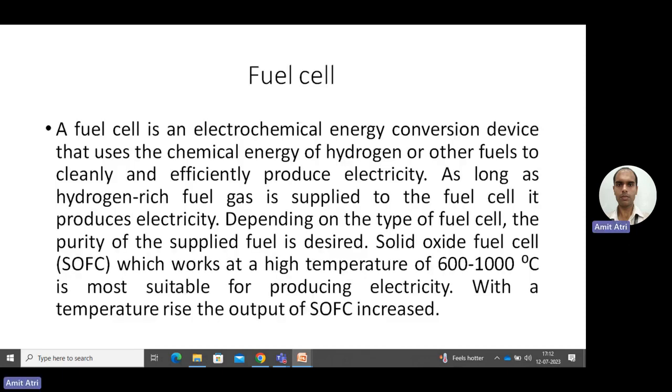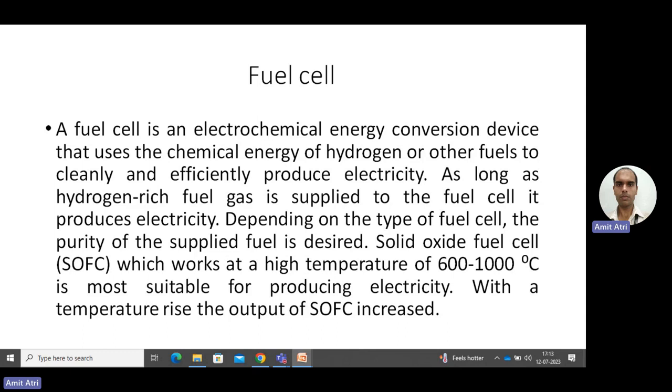So what is a fuel cell? A fuel cell is an electrochemical energy conversion device that uses the chemical energy of hydrogen or other hydrogen-rich fuel to cleanly and efficiently produce electricity. So as long as hydrogen-rich fuel gas is supplied to the fuel cell, it produces electricity. So it is something which we can call a reverse of a cell or a battery. From chemical energy, it is producing electrical energy, because we continuously need to provide a fuel, and the fuel should be hydrogen-rich gas.